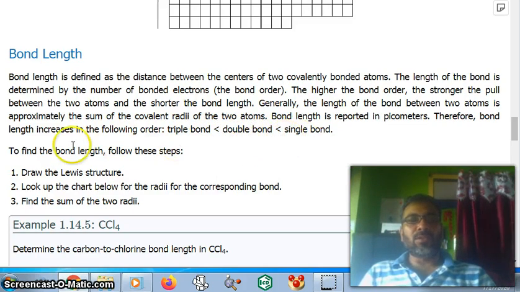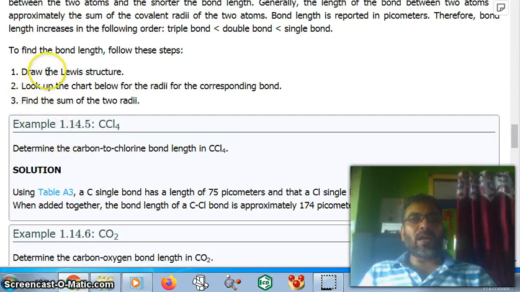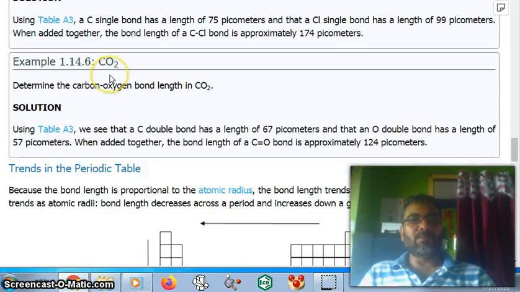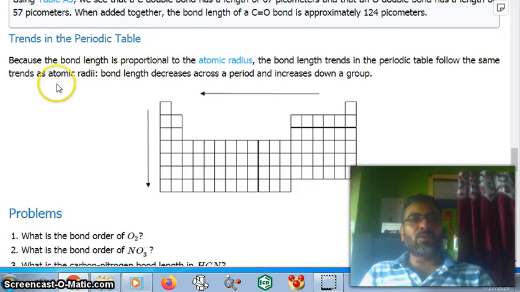So, to find the bond length, follow these steps. Draw the Lewis structure. Look up the chart below for the radii for the corresponding bond, and find the sum of the two radii. So, the trend in the periodic table: because the bond length is proportional to the atomic radius, the bond length trend in the periodic table follows the same trend as in atomic radii. Bond length decreases across the period and increases down the groups.